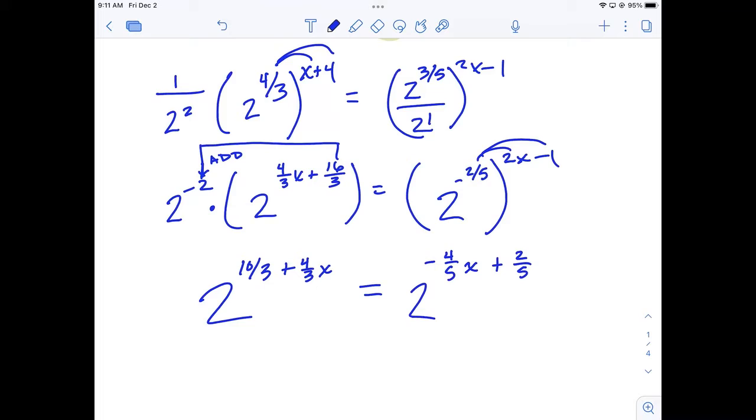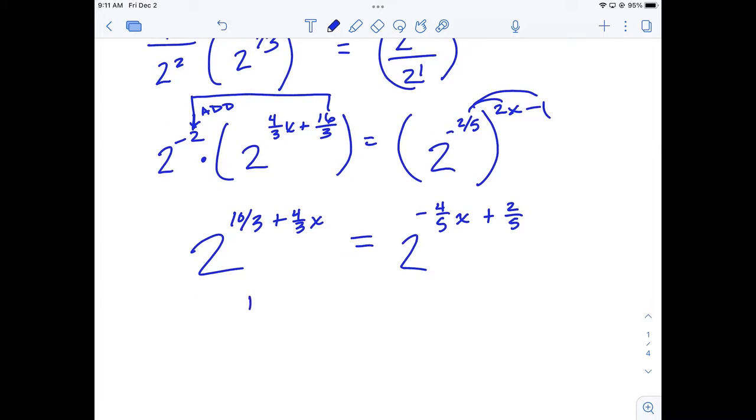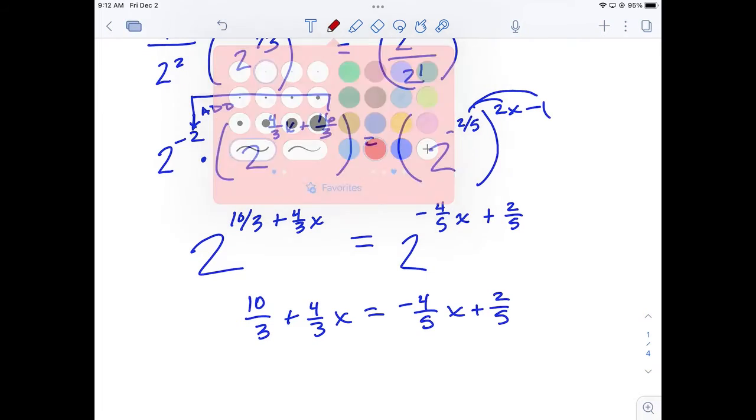And now we have 2 to the something equaling 2 to the something. So 10/3 plus 4/3 x has to equal negative 4/5 x plus 2/5. And now we're back like in advanced algebra 1 where we have a linear equation but it's fractions. You have two options. You either embrace the fractions or you eradicate them. I'm going to eradicate them.